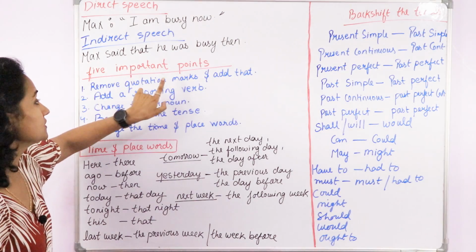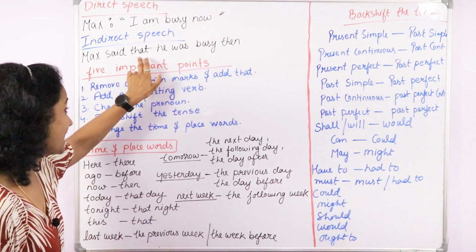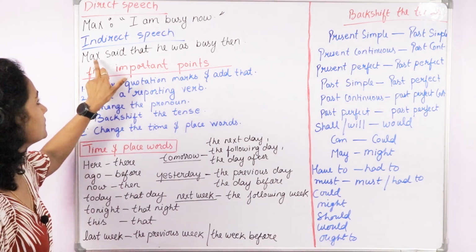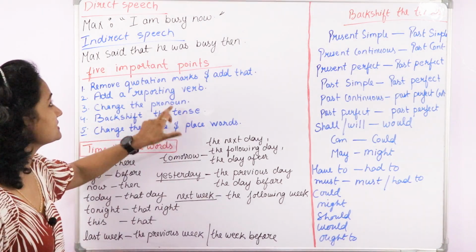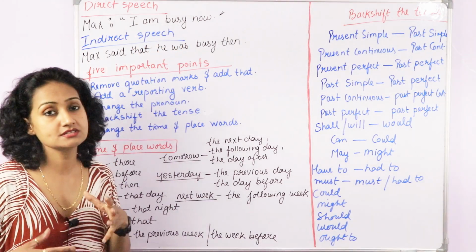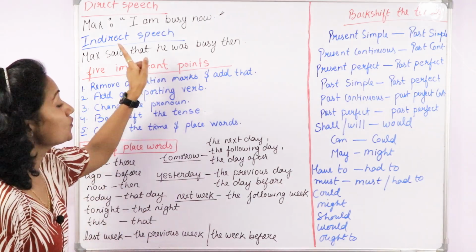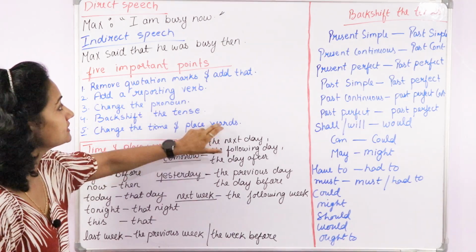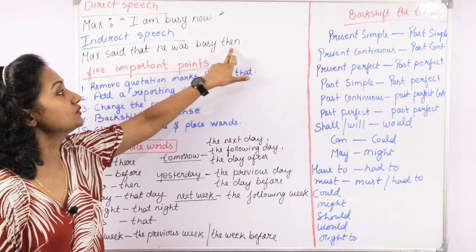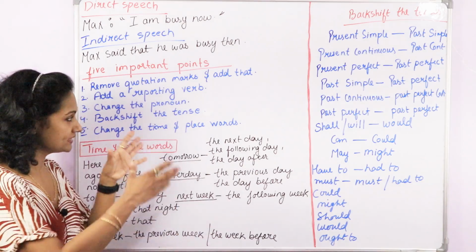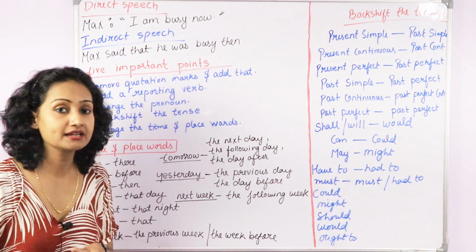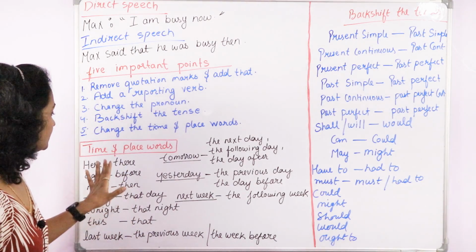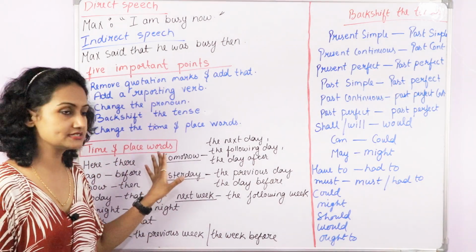I have removed the quotation marks, I have added the reporting verb, then changed the pronoun I to he. Backshift the tense: this is "I am busy now," this is present simple, and "he was busy then," this is past simple. And change the time and place words: now changes into then. Okay, so if you keep these 5 points in your mind, you are never going to frame a wrong indirect speech.